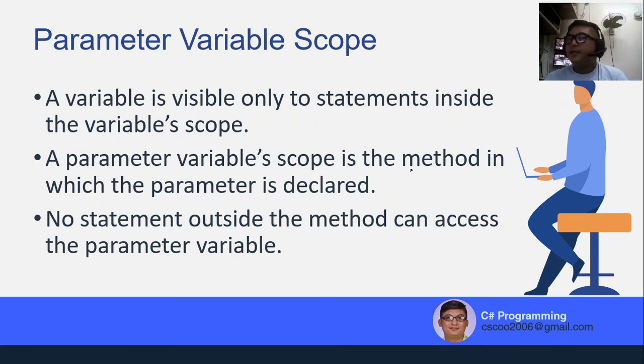Okay, parameter variable scope. I already discussed this one, so I guess it's clear now. The scope of a variable inside the parameter is actually limited only inside the method definition itself. So the parameter variable scope is the method in which the parameter is declared. No statement outside the method can access the parameter variable. So hindi mo na ma-access yung laman ng method variable mo outside the method.